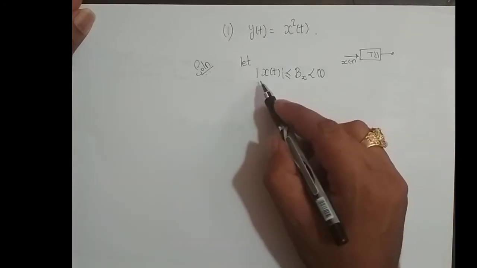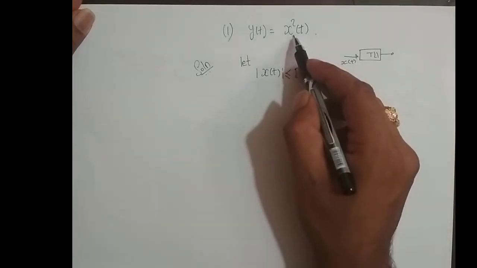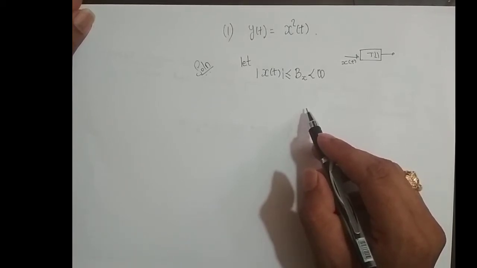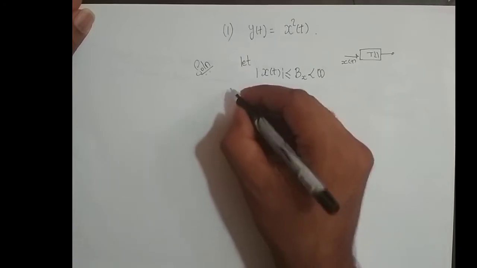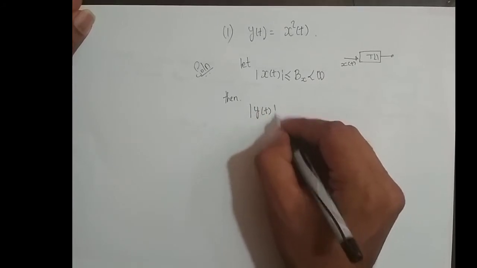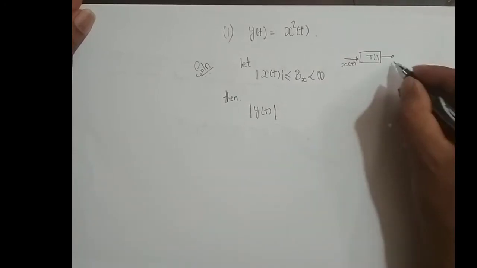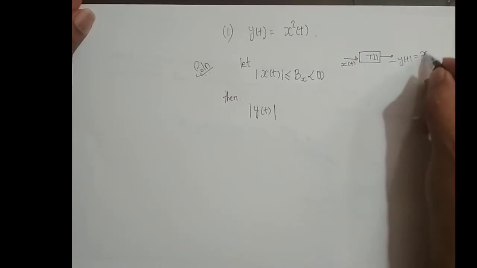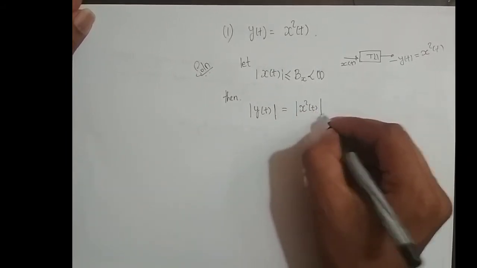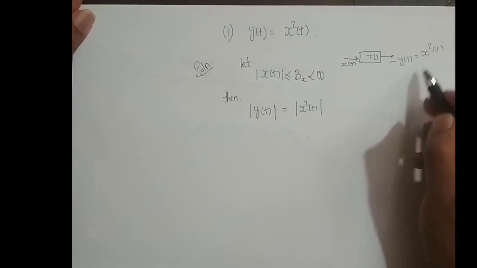Let us apply the bounded input signal to our system. And what is the system? It is squaring the amplitude of the signal. Then what is the output from the system? The magnitude of y(t) should also be bounded. Output from the system should also be bounded, right? And what is y(t)? y(t) is x²(t), which is equal to the magnitude of x²(t). Why? Because y(t) is x²(t), right?